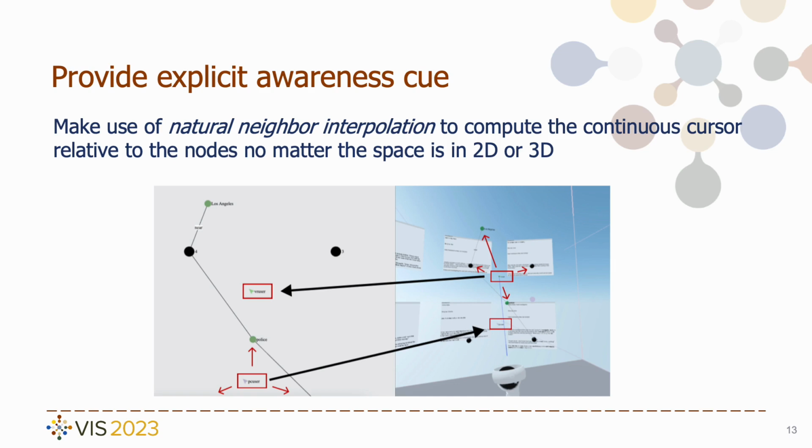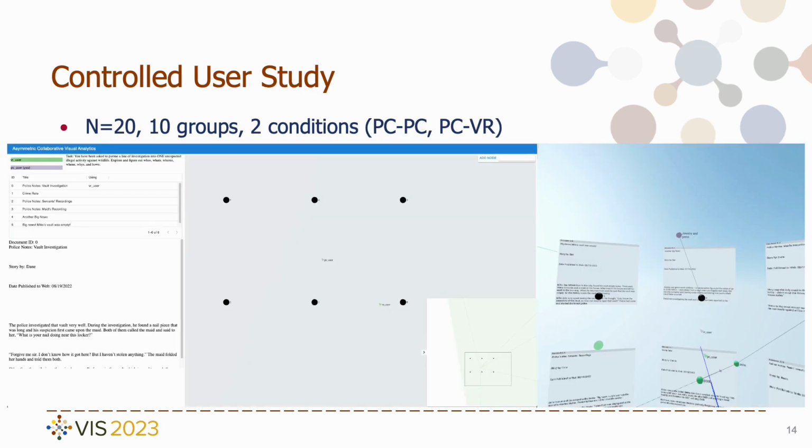Besides, we provide a shared cursor that can be seen in both PC and VR environments. We make use of natural neighbor interpolation to provide a continuously moving cursor that can be shown between nodes in 2D and 3D environments. This cursor could then act as an explicit awareness cue, similar to commercial applications such as Miro and Microsoft Whiteboard.